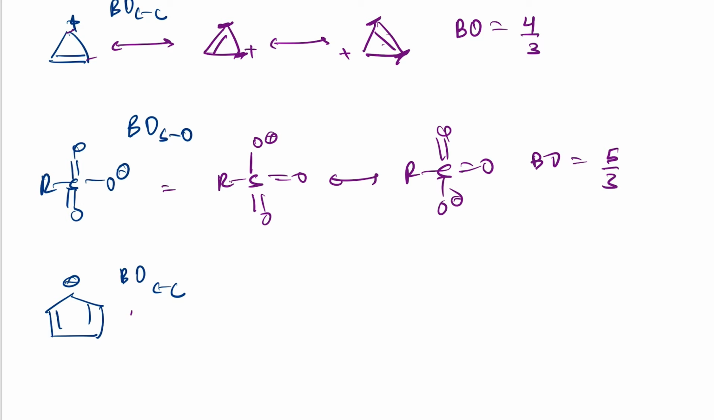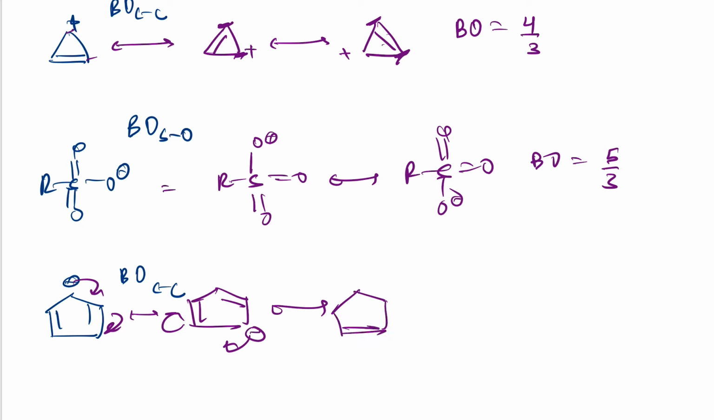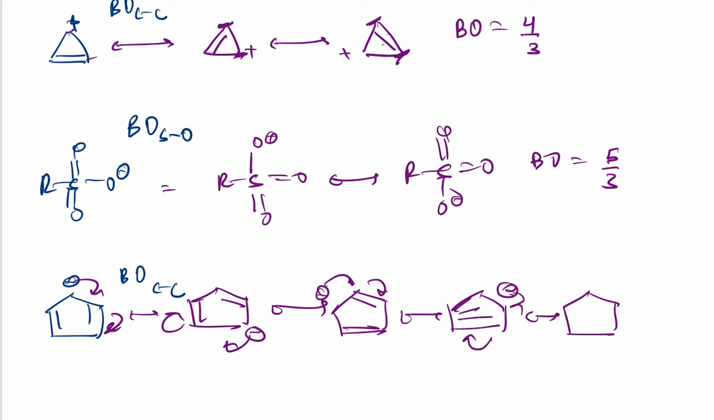Here also let's draw all the resulting structures. So this bond will come here, this will come here, negative charge. This bond will go here, it will go here, negative charge. This one will go here, it will go here, negative charge. This will go here, this will go here, negative charge.